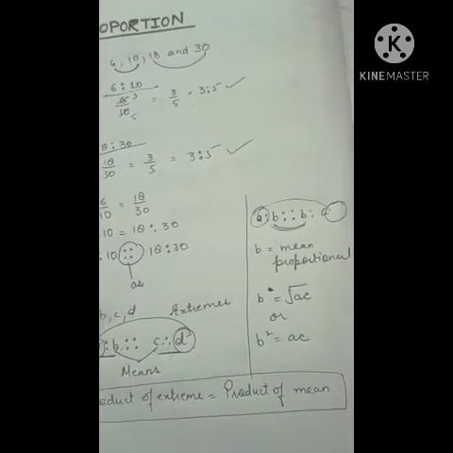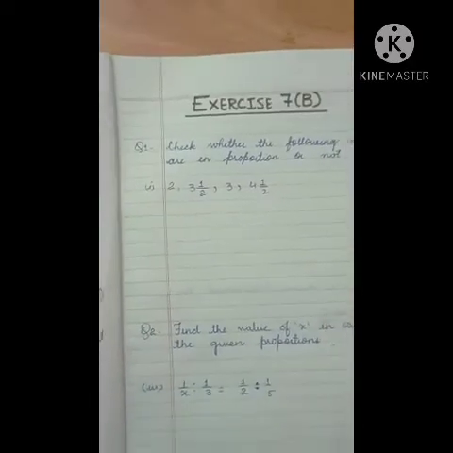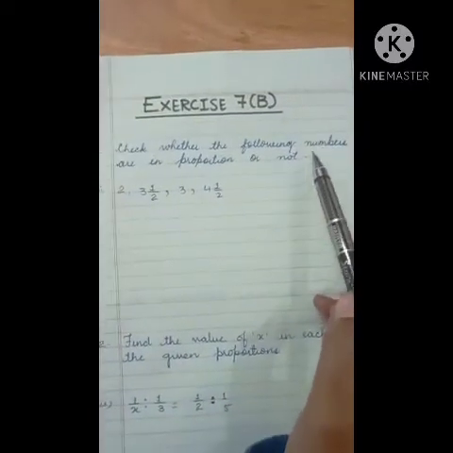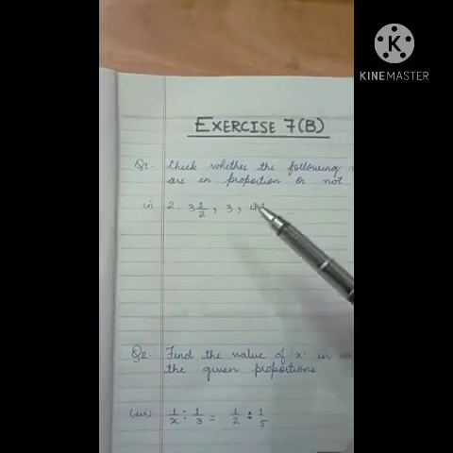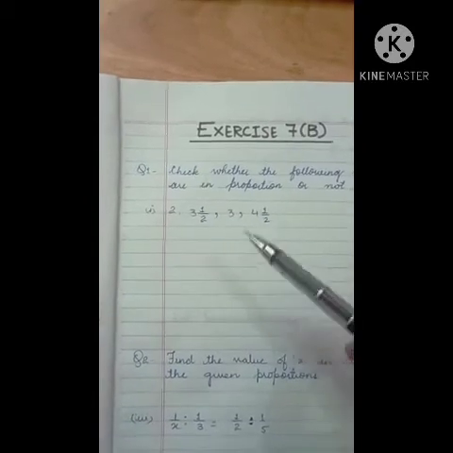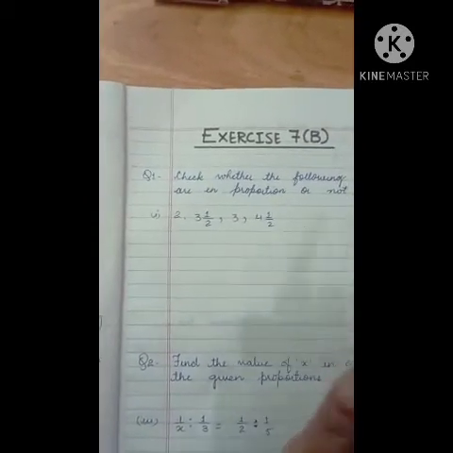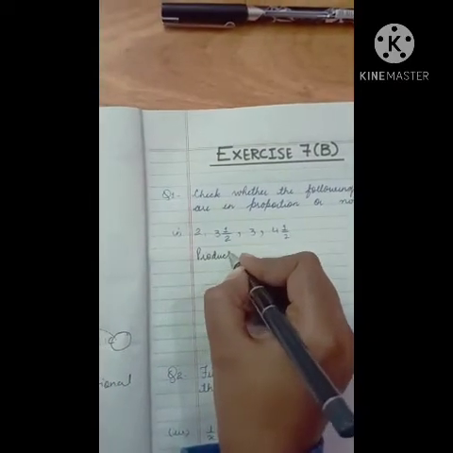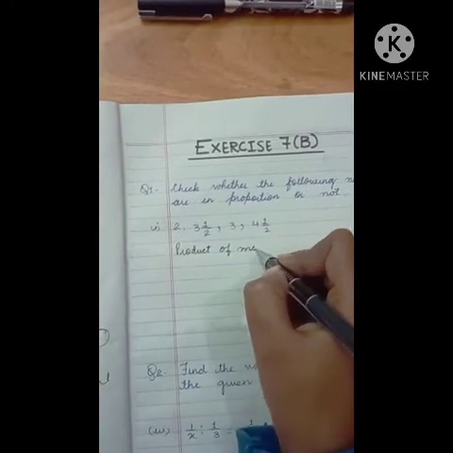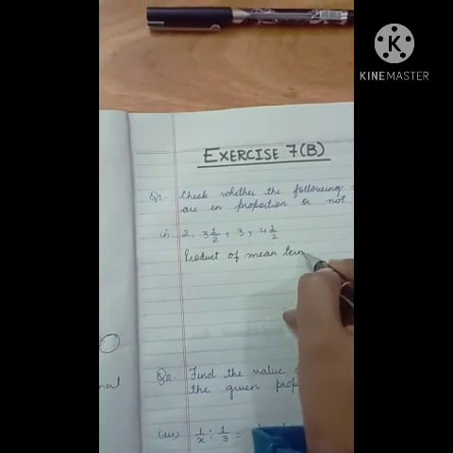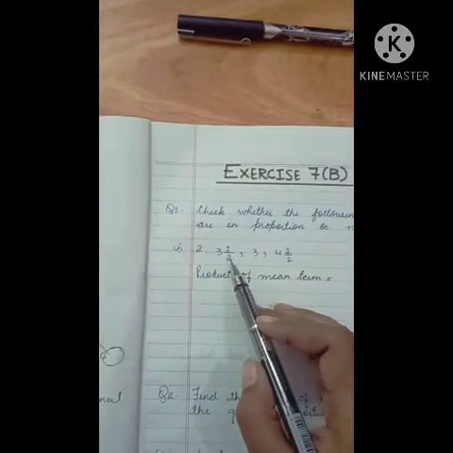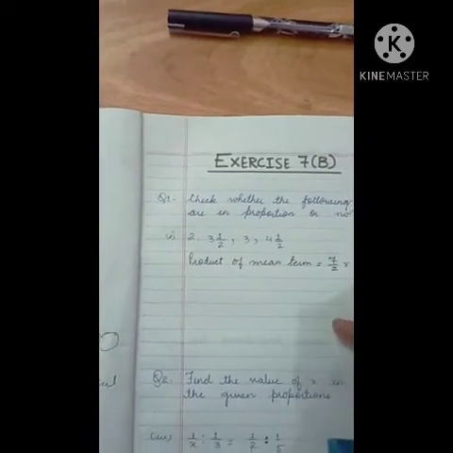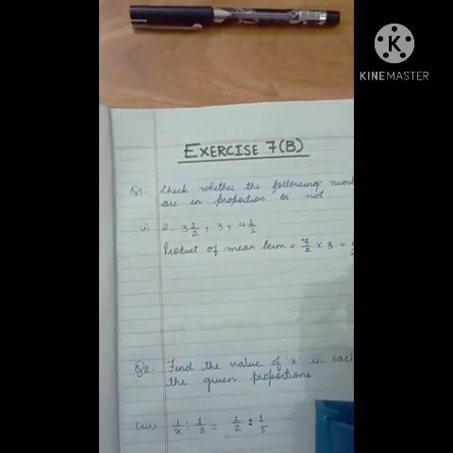Okay, let's come to the exercise. Question number 1, check whether the following numbers are in proportion or not. So here we have to check if they are in proportion or not. If the product of mean terms is equal to the product of extreme terms, then we say that they are in proportion. So first we find the product of mean terms. 3 times 6 plus 7 by 2 is 7 by 2 multiplied by 3. So here you get 21 by 2.